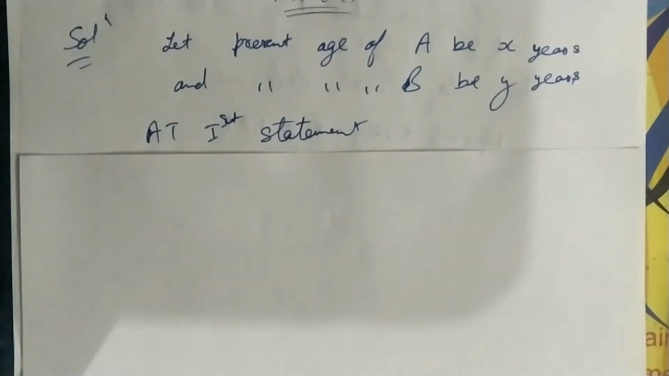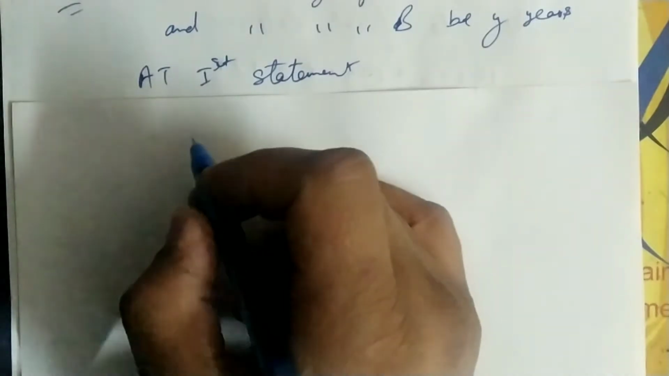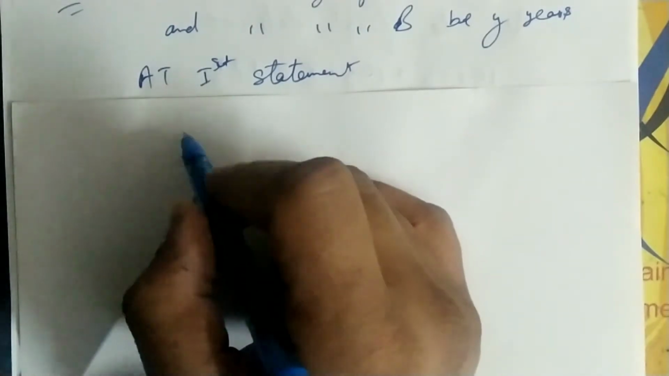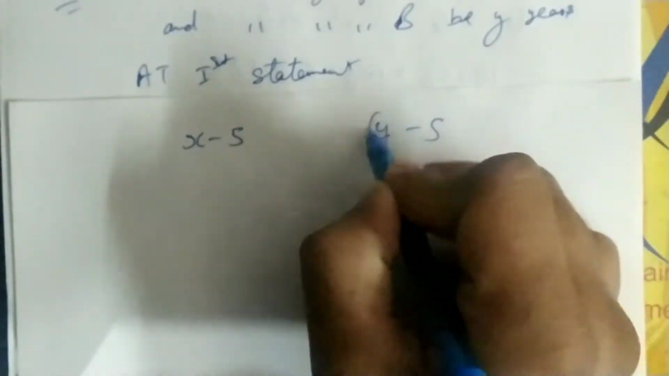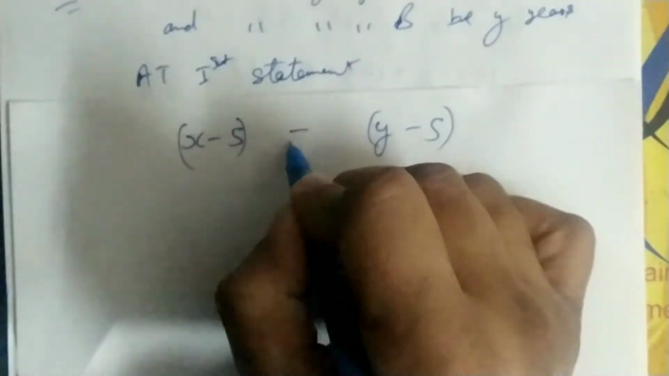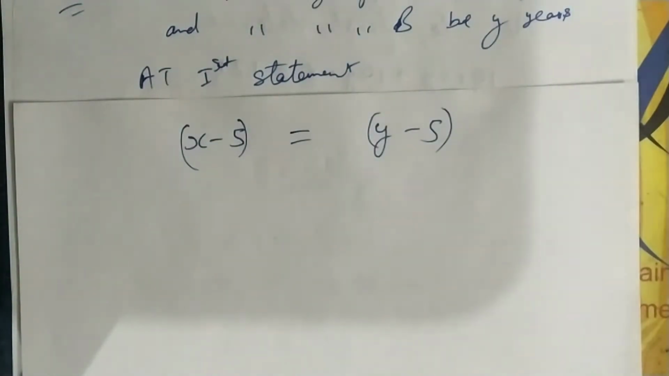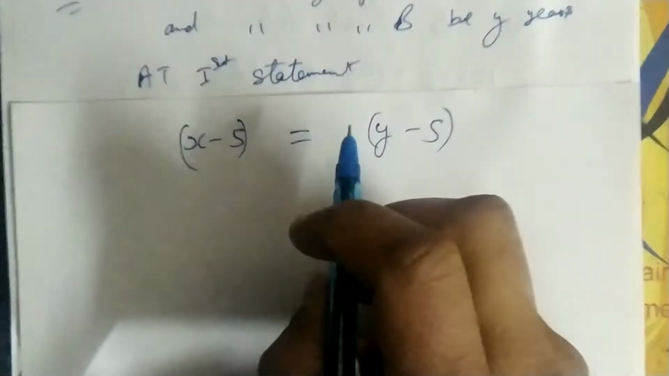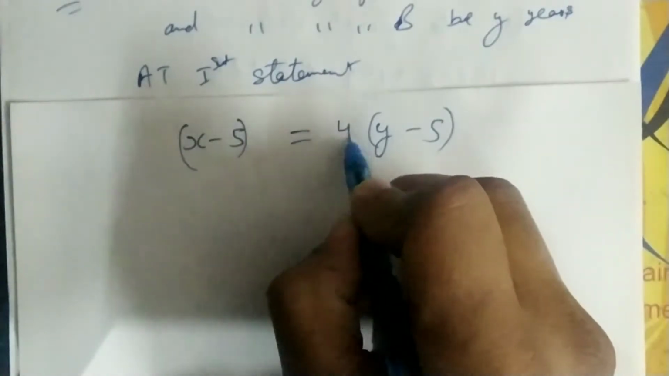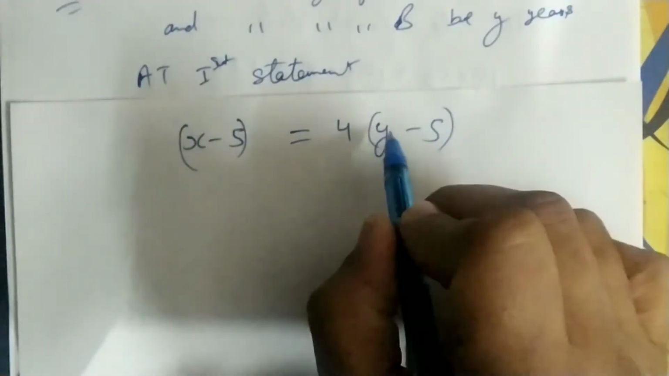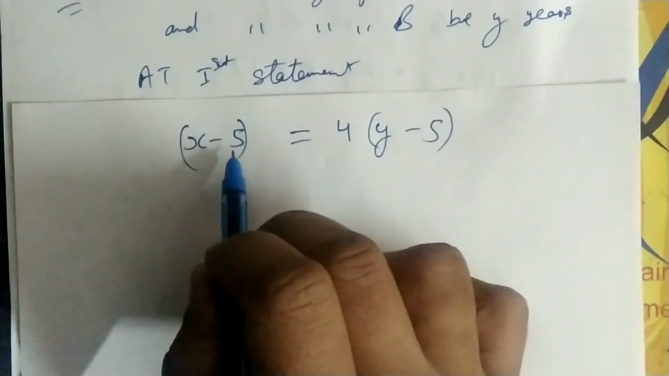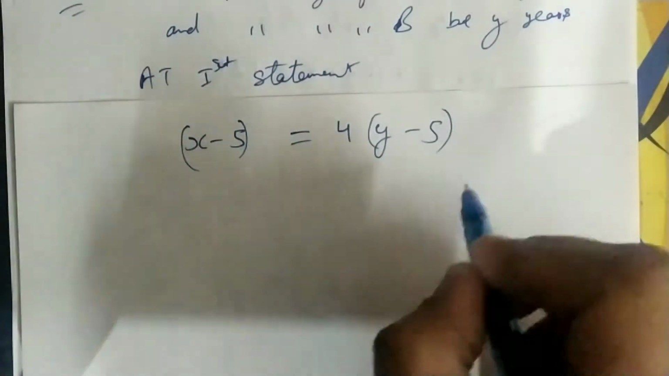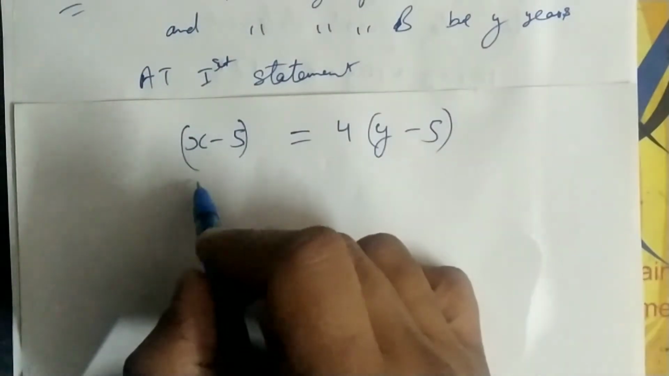And according to the first statement, 5 years ago, that means x minus 5 and y minus 5. So what was the relation 5 years ago between A's age and B's age? A's age was 4 times, that means 4 multiplied by B's age. So 5 years ago B's age was y minus 5 and A's age was x minus 5. So from here we will obtain one equation.